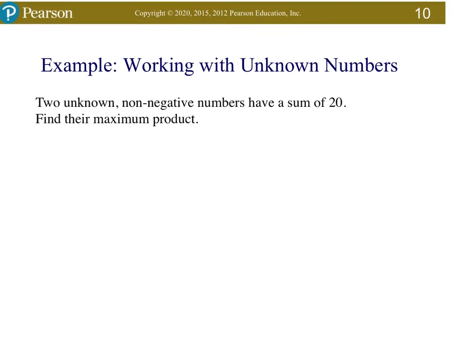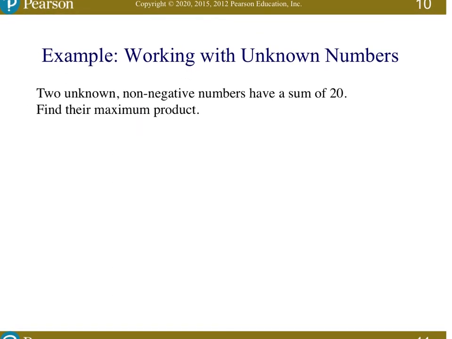All right, so let's just practice with a generic question. So 2 unknown non-negative numbers have a sum of 20. All right, so let's say x plus y equals 20. Their product is what we want to find the maximum of. All right, so number 1, our goal. Our goal is the product. That's the noun that we're looking for, what we're supposed to find. It will be a maximum.